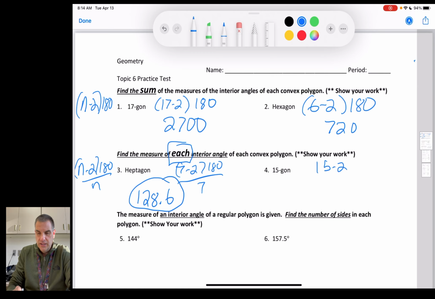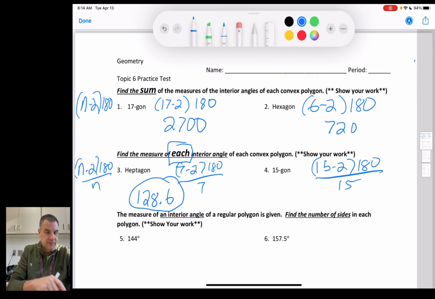For number 4, 15-gon, so 15 minus 2 times 180 divided by 15. So 13 times 180 divided by 15. And you get 156. And there's your solution.